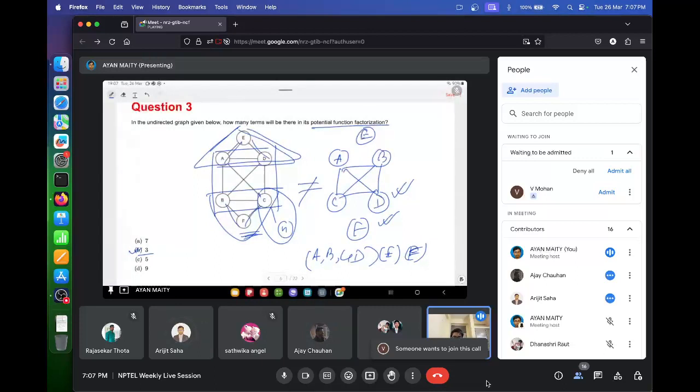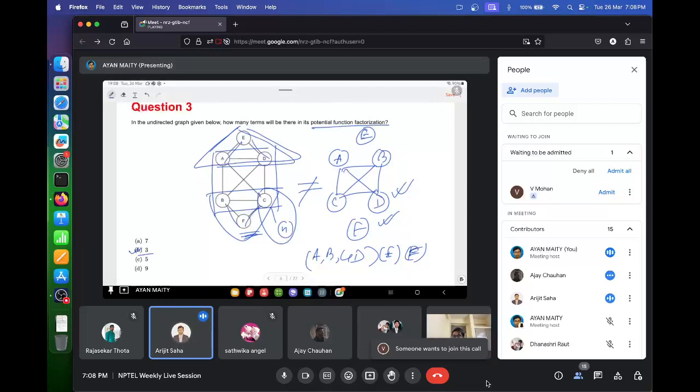But CFG we cannot do, because FG is not connected. FG are not connected, so we cannot put FG as one factor. CG is connected, so CG. Can we take CFG? No, we cannot take CFG because F and G are not connected, so this does not form a clique. Clique and factorization are the same thing here. Each factor should be a clique.